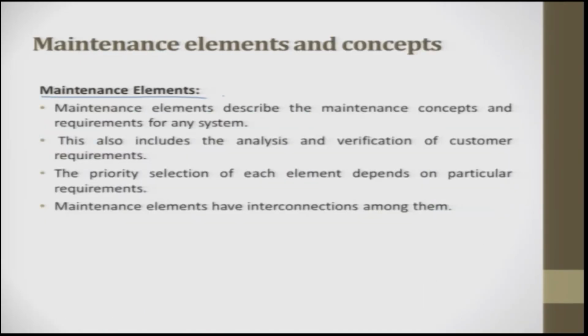So, the maintenance elements describe the maintenance concept and requirement of any system. It includes the analysis and verification of customer requirement. Look at it. Maintenance includes analysis and verification of customer requirement. The priority selection of each element depends on the particular requirement. Maintenance elements have interconnection among themselves. Okay. So, this is very important. Maintenance elements have interconnection.